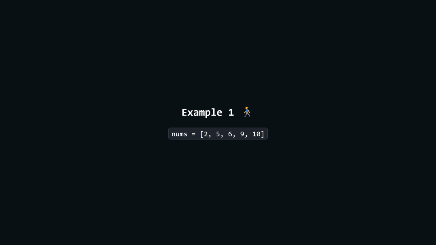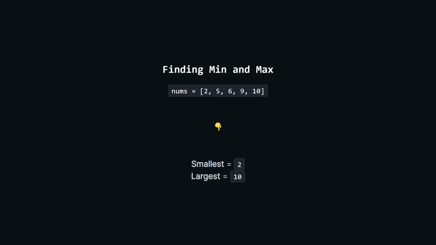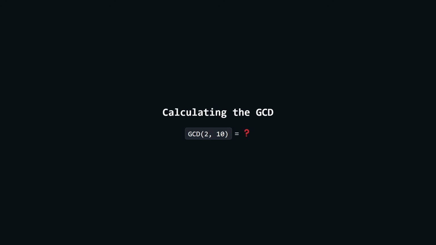Let's walk through a concrete example. Imagine our list contains 2, 5, 6, 9, and 10. Looking at this list, it is pretty easy to see that the smallest number is 2, and the biggest number is 10. Now we just need to find the greatest common divisor of 2 and 10. The answer is 2, because 2 is the largest number that divides evenly into both 2 itself and 10.